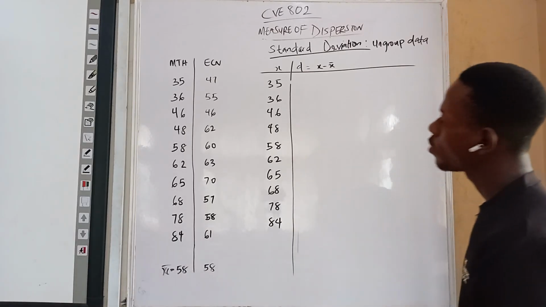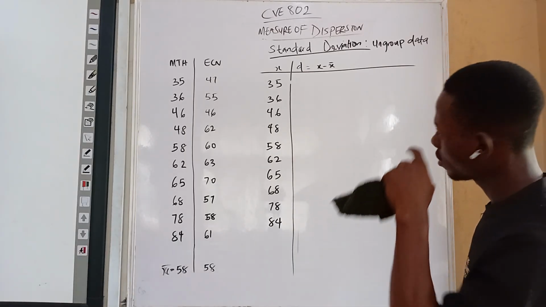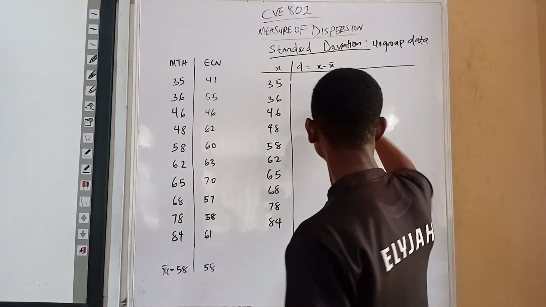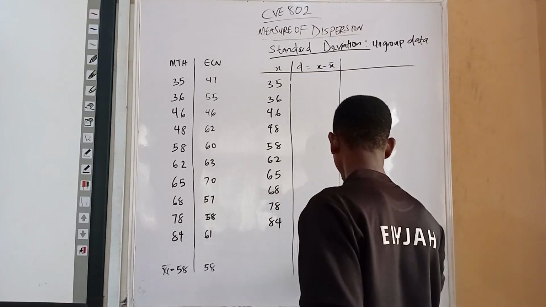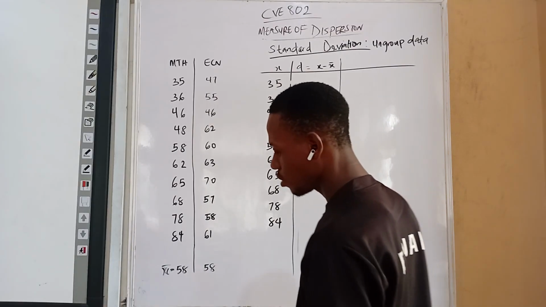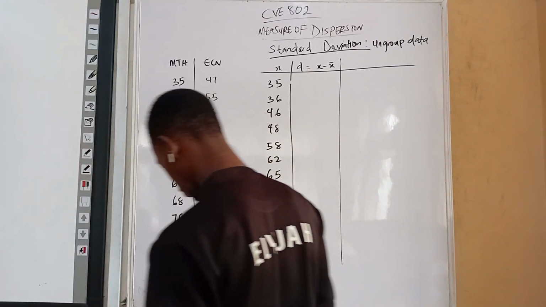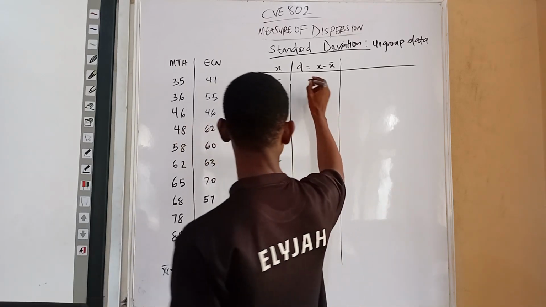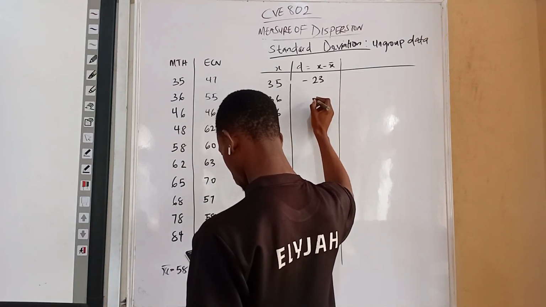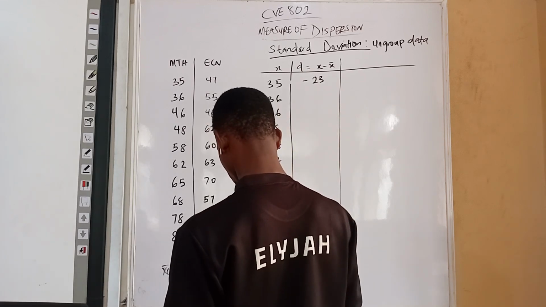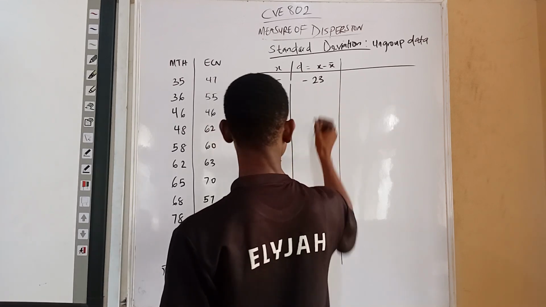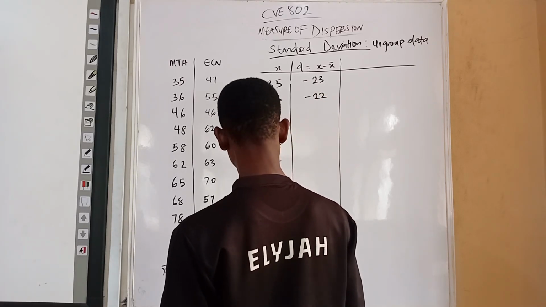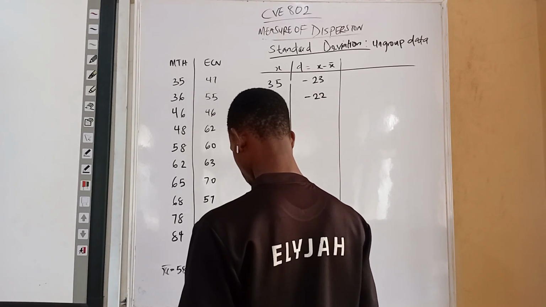We've been able to calculate our mean as 58, so we'll be subtracting that mean from each of these variables. The first one is 35. 35 minus 58, what does it give us? Minus 23.